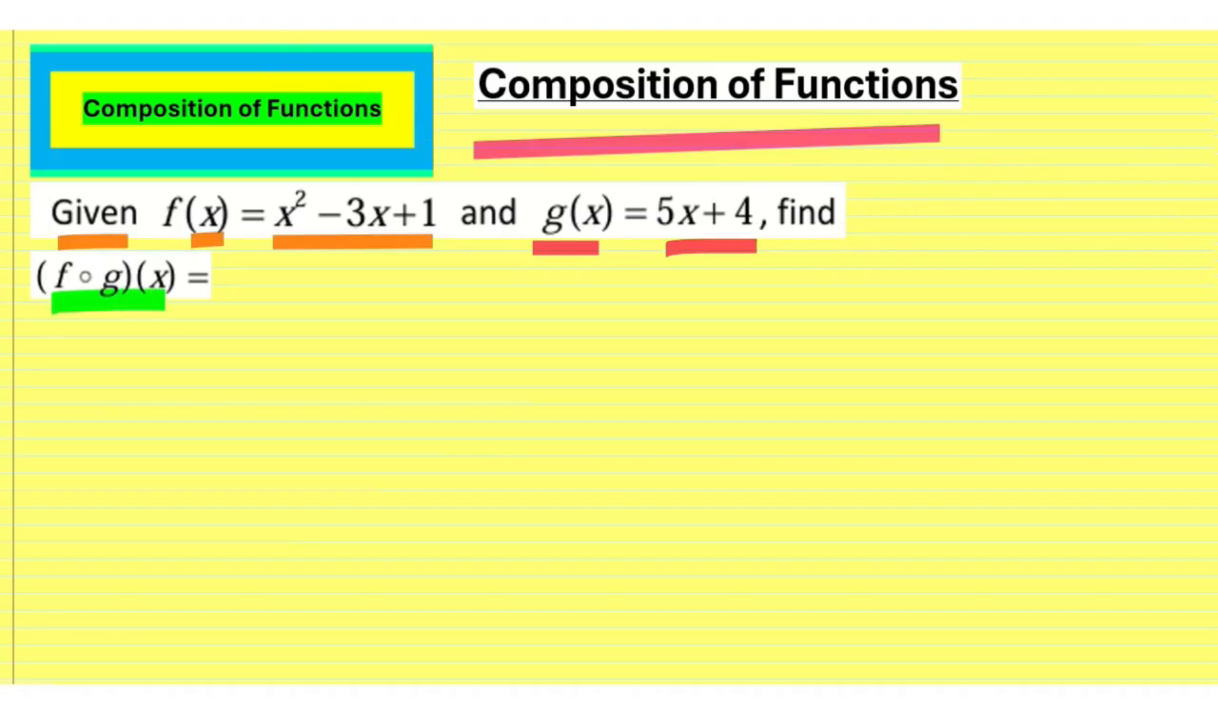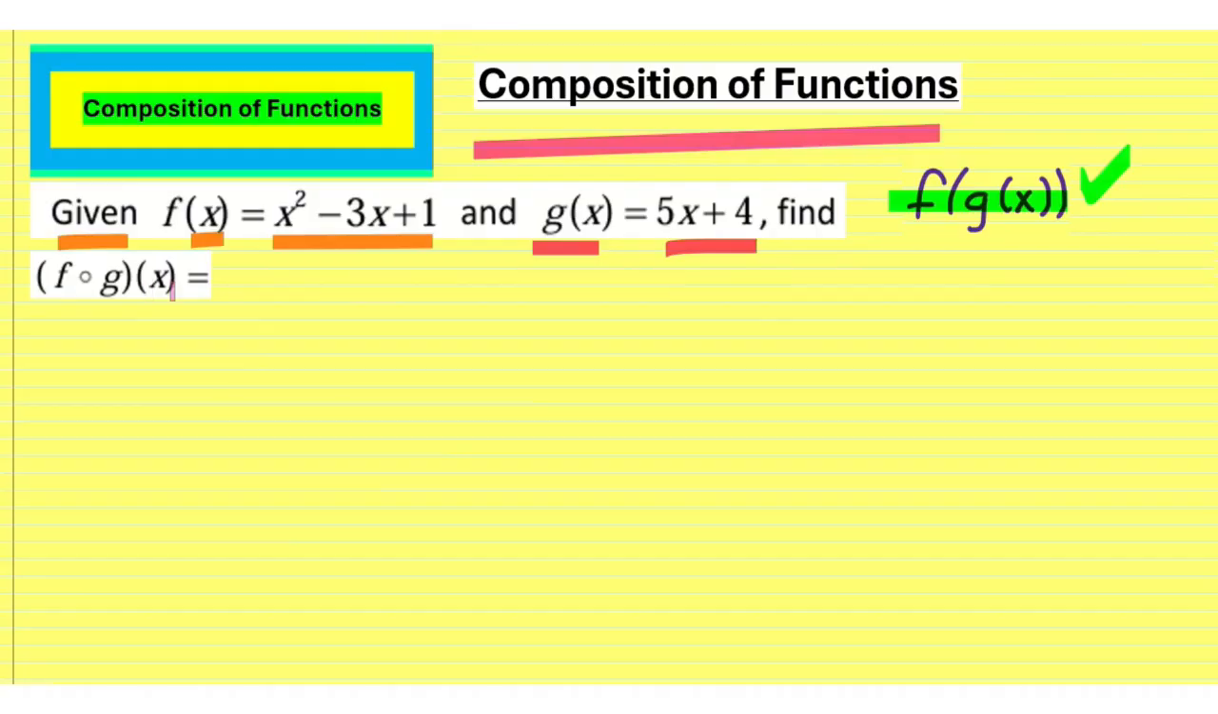So before we start that process, though, I just want to make sure that you understand that this notation right here is exactly the same thing. F of g of x can be written as f of g of x. So these two things are exactly the same. So if you see the different notation, it's not anything new. It's the same thing.